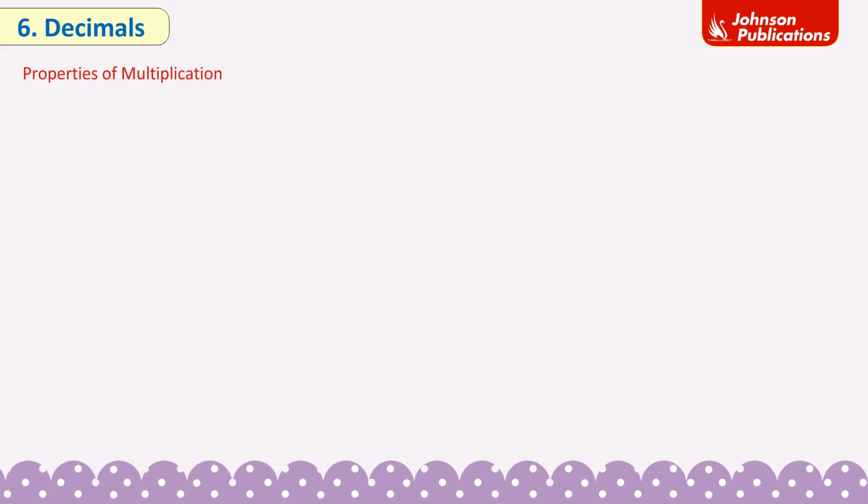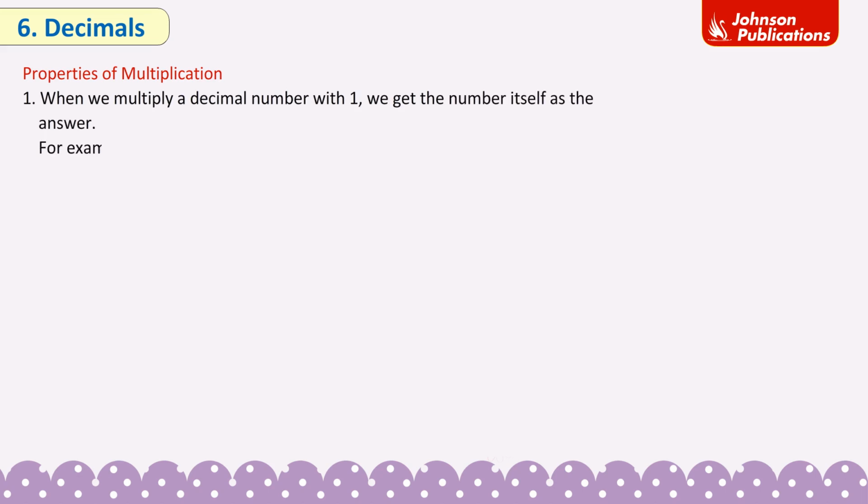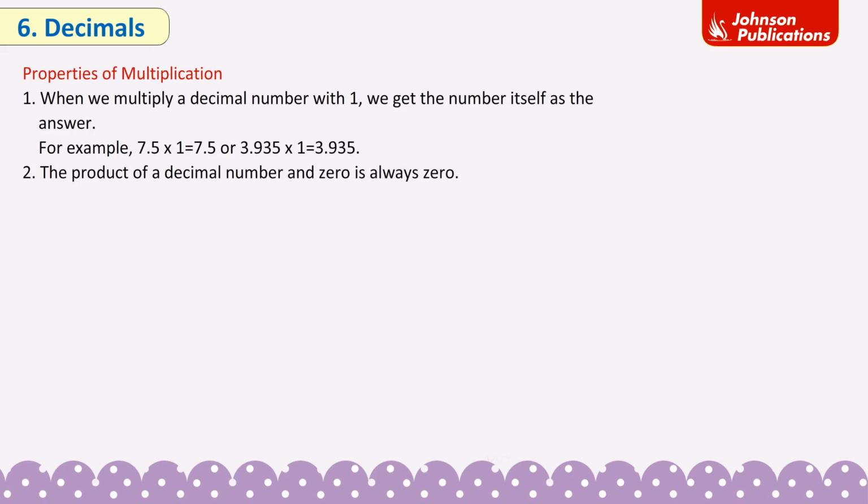Properties of multiplication. 1. When we multiply a decimal number with 1, we get the number itself as the answer. For example, 7.5 multiplied by 1 is equal to 7.5, or 3.935 multiplied by 1 is equal to 3.935. 2. The product of a decimal number and 0 is always 0. For example, 7.95 multiplied by 0 is equal to 0, or 9.57 multiplied by 0 is equal to 0.